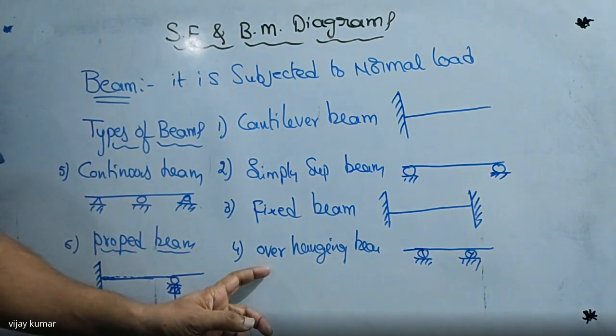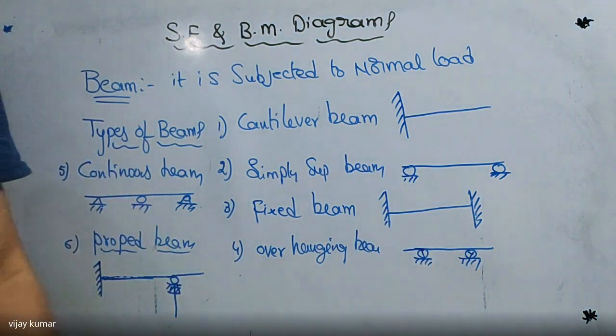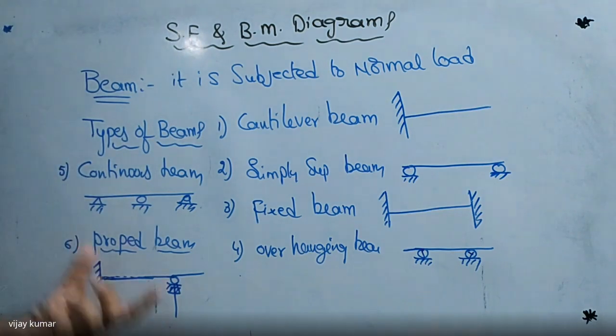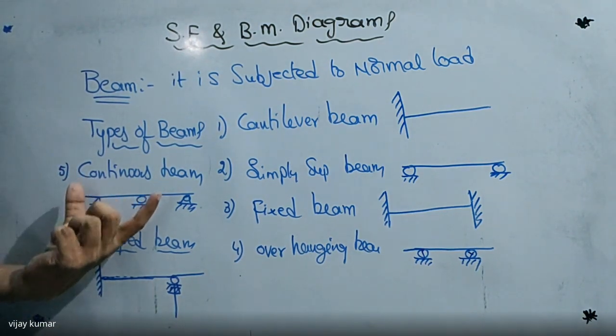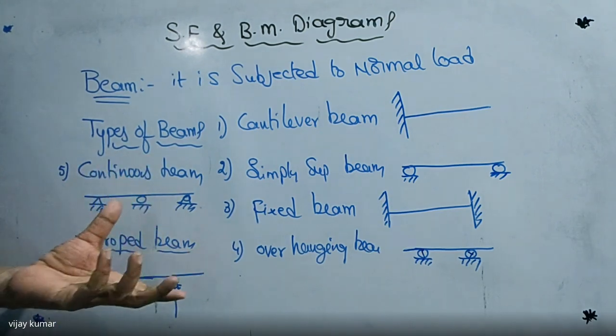And the next one is overhanging beam. That is, the length of the beam is always more than the distance between the two supports. Then this is named as overhanging beam. And this one is continuous beam. This beam always has more than two supports. Then the beam is named as continuous beam.